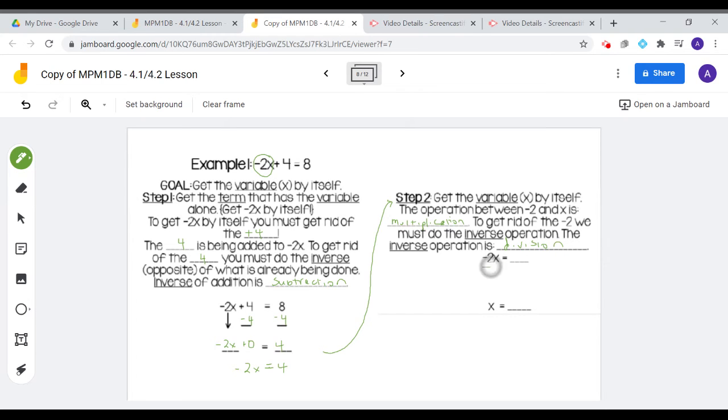So if I take negative 2x and I divide by negative 2, that will give me just 1x. But if I take the 4 that was over here and I divide that by negative 2, remember that I have to do the same thing to both sides, otherwise it's not equal. 4 divided by negative 2 gives me negative 2. And that means that x equals negative 2.